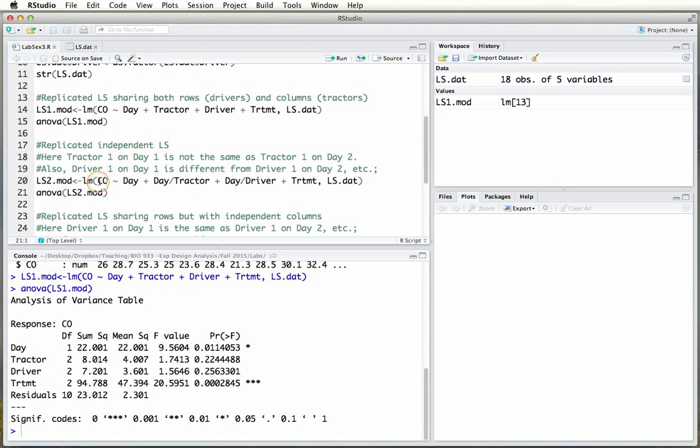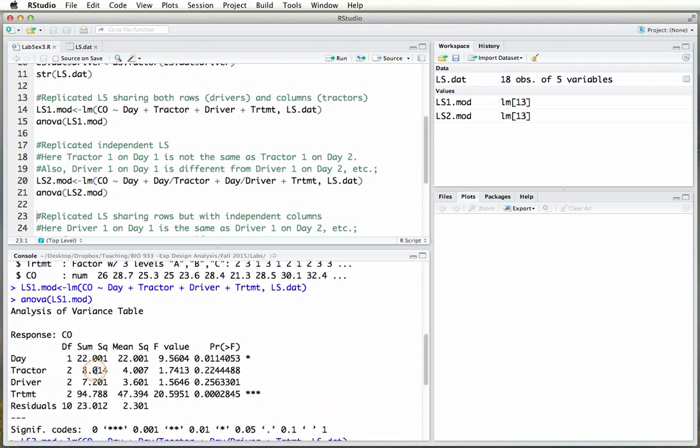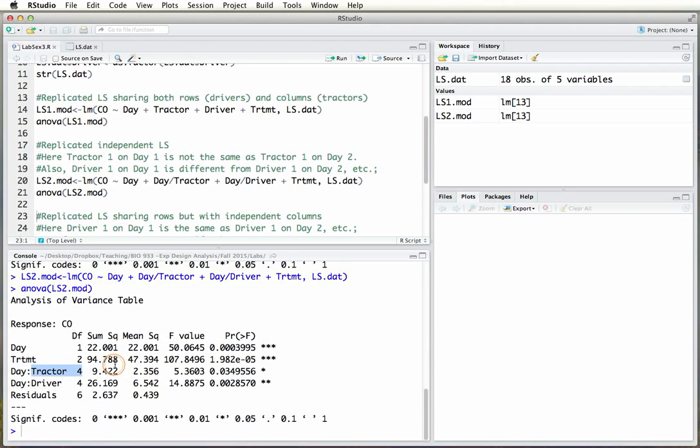Tractor 1 on day 1 is not the same as tractor 1 on day 2, and the same with driver. If you run this particular model, I'll show you what I mean. You'll notice that the degrees of freedom change a little bit. I still have 3 treatments, 2 degrees of freedom. I still have 2 days, 1 degree of freedom. But you'll notice that my tractor degrees of freedom increased from 2 in the first study to 4 in this study. We have 4 degrees of freedom because we have, in fact, 6 different tractors in the study. 3 on each day, 2 degrees of freedom for each day. And the same with driver.